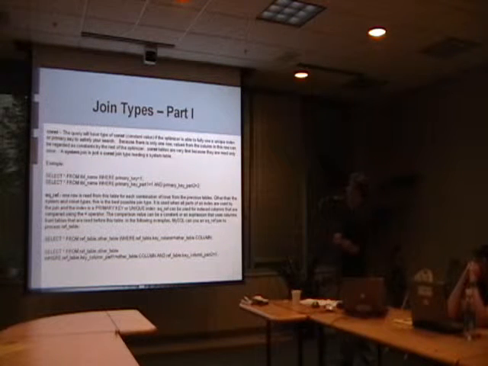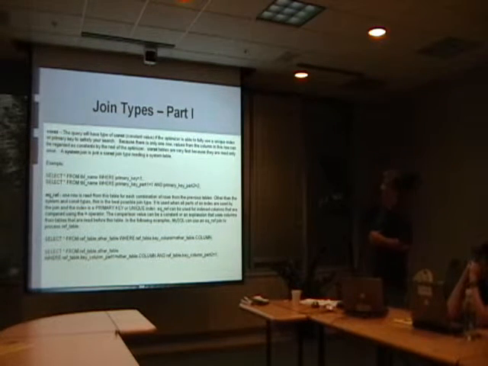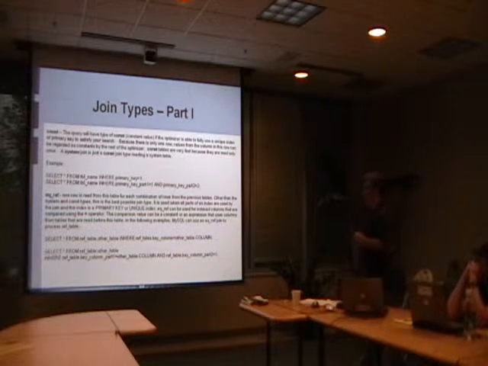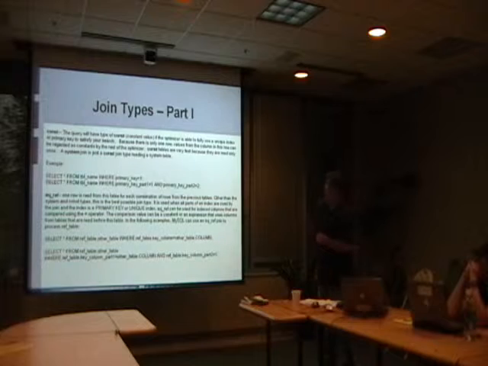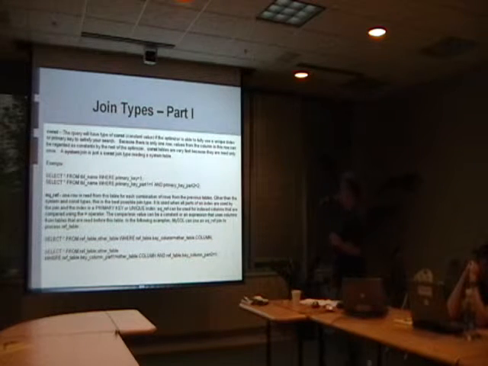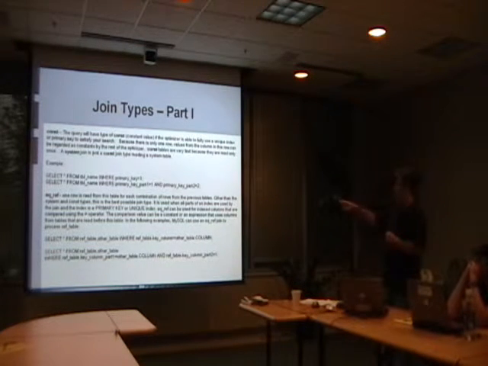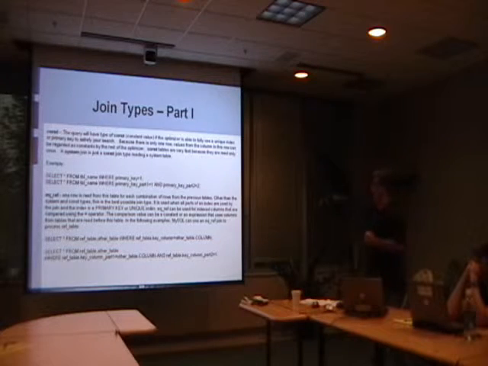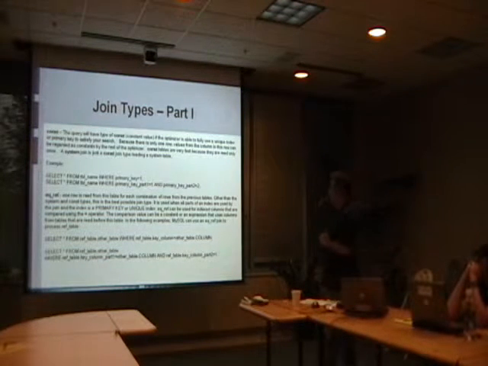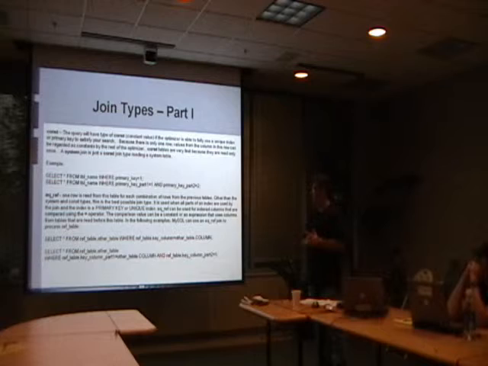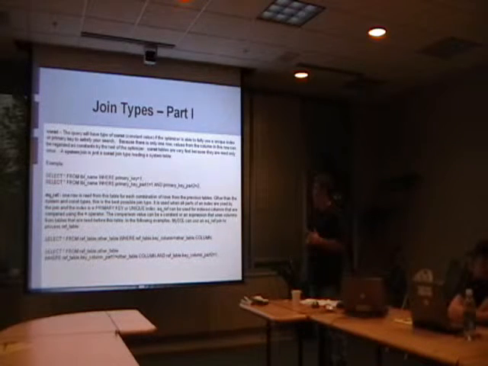Okay? EQ ref, or equal ref, reference, whatever you want to call it. One row is read from the table for each combination of rows from the previous tables. I'm not going to go through all this. It's obviously quite a bit. Other than the system and const types, this is the best possible join value. Okay? Skip down to the bottom. In the following example, MySQL can use an equal ref join to process this table. All right, the ref table.